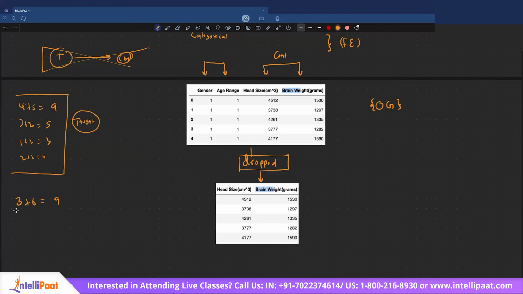I'll tell you why. Imagine you have an entire data set of all these numbers: 4 plus 5 equals 9, right? 3 plus 2 is 5, 1 plus 2 equals 3, 2 plus 2 equals 4, and 3 plus 6 equals 9. This is my entire data set.